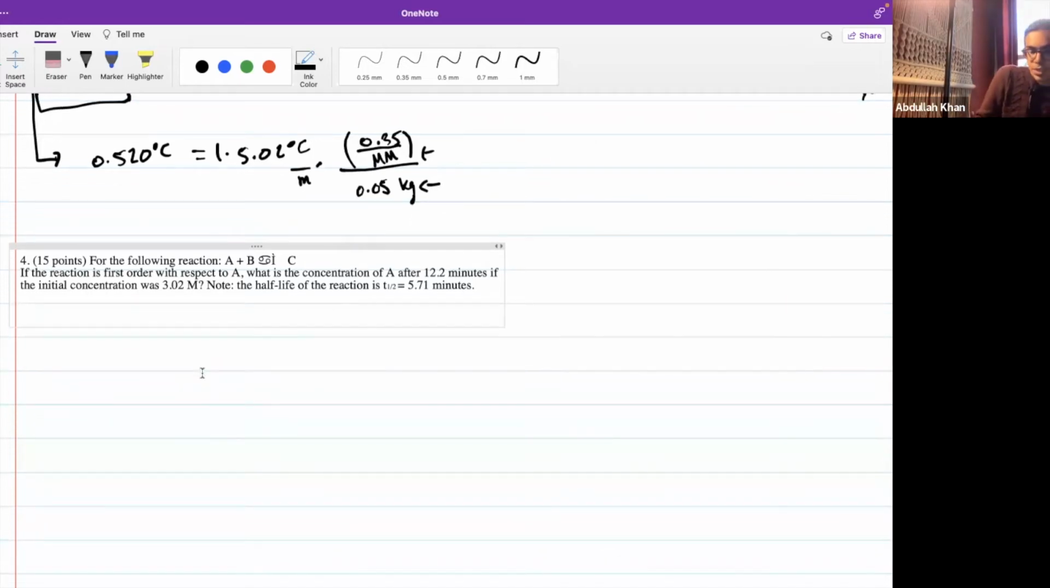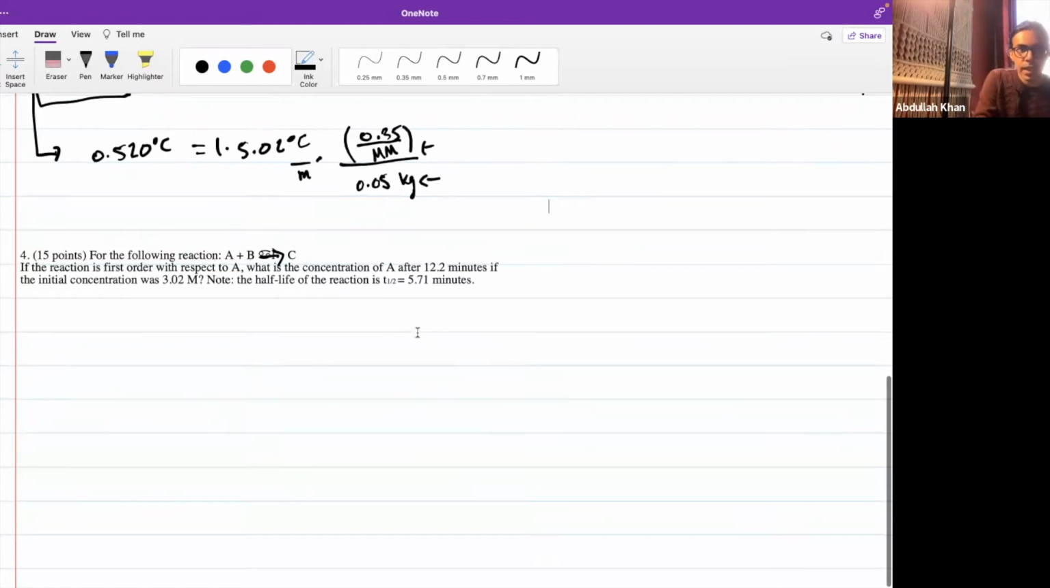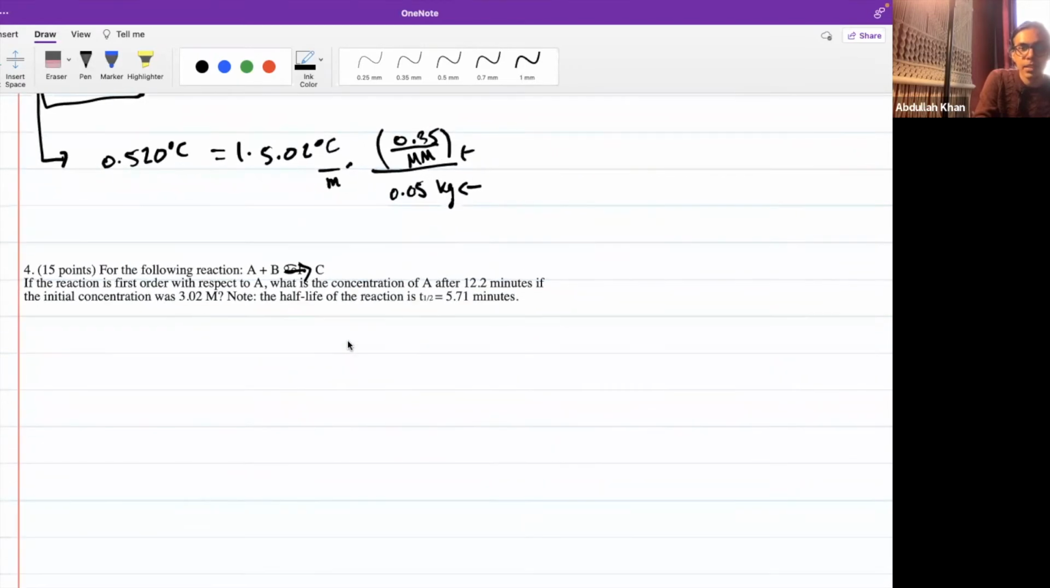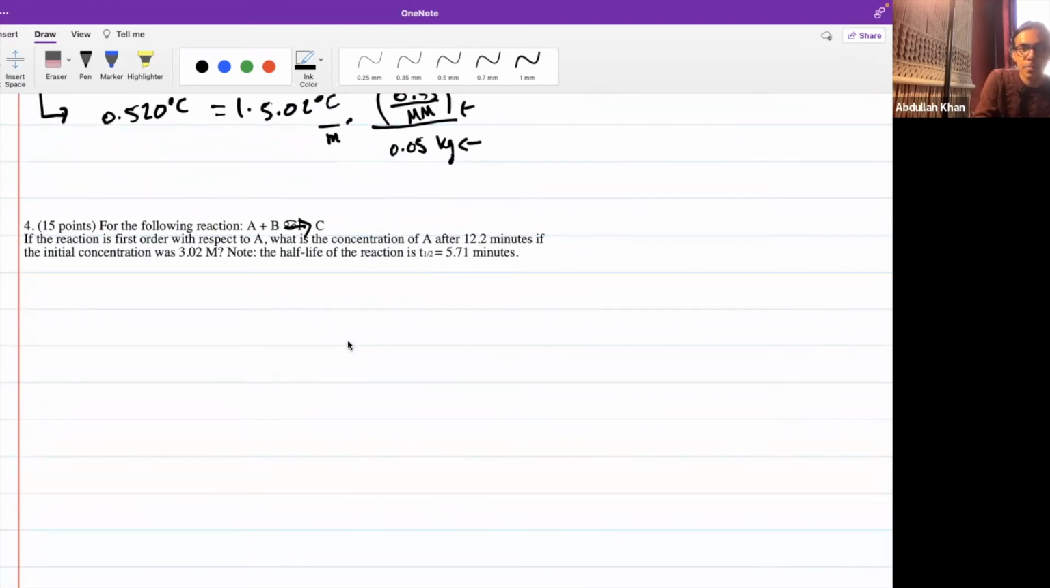For the following reaction, A plus B gives C, if the reaction is first order with respect to A, what is the concentration of A after 12.2 minutes if the initial concentration was 3.02 molar? Okay, this is first order kinetics.